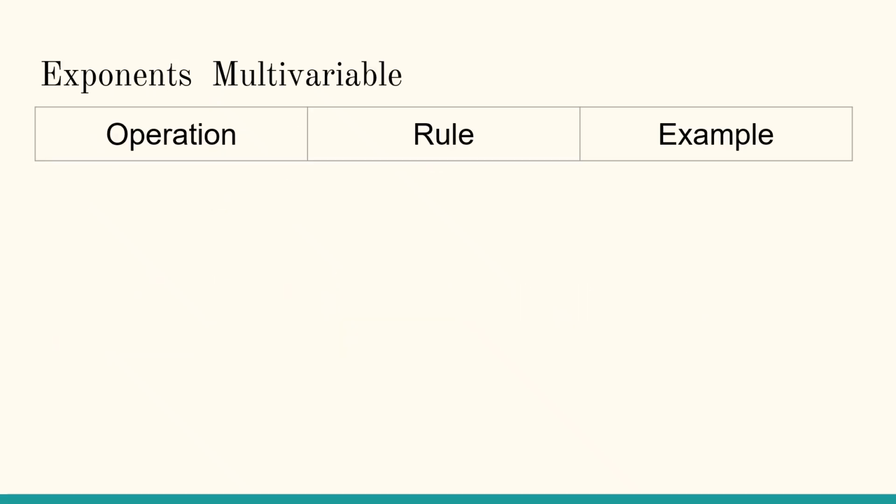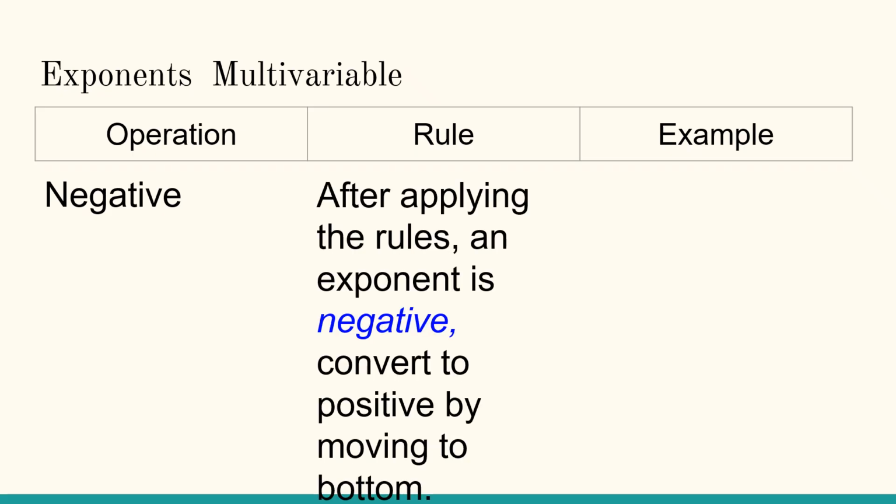Alright guys, now we're going to learn the negative rule. After applying the other rules, if an exponent is negative, the way to convert it to a positive is by moving it to the bottom. For example, we have x cubed and y to the fourth divided by x to the fourth power and y cubed.